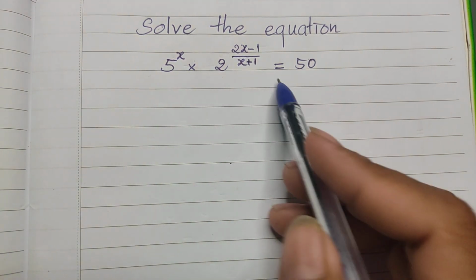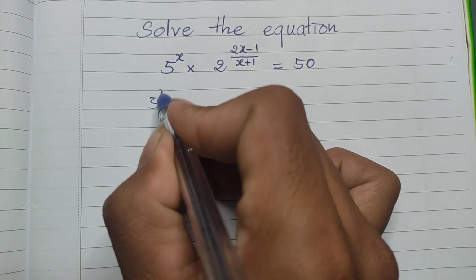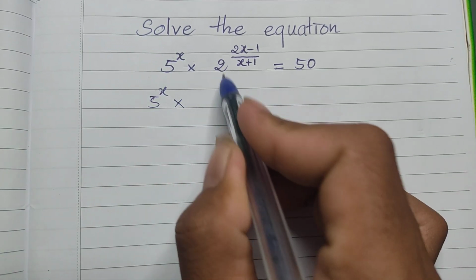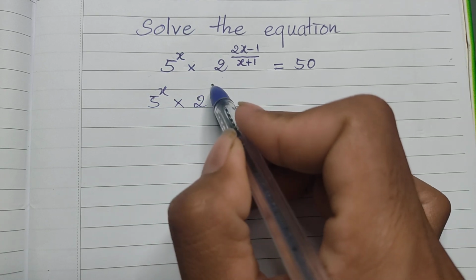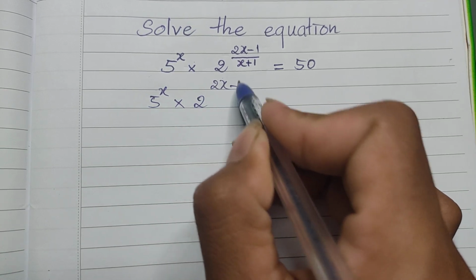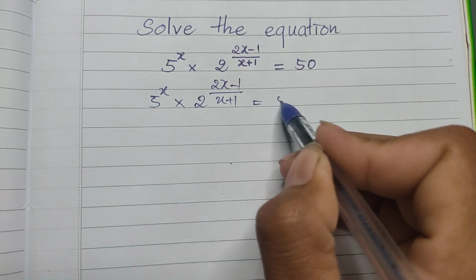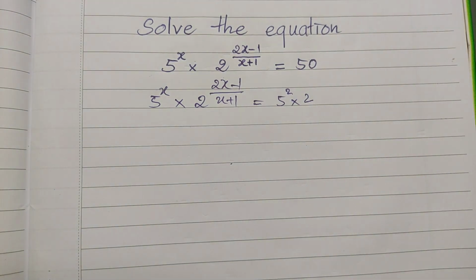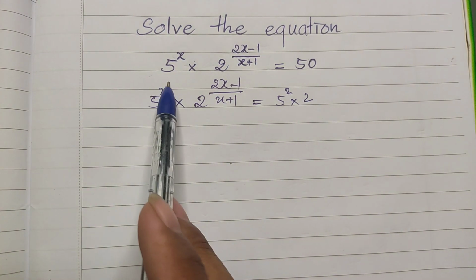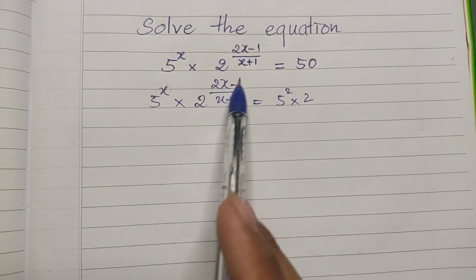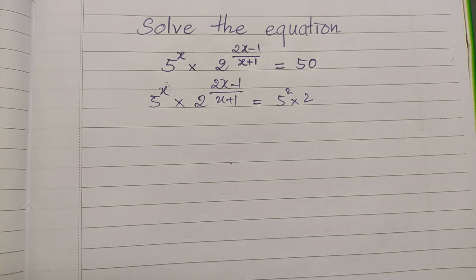So we see this equation: 5 to the power 8 multiplied by 2 to the power (2h-1)/(h+1). And this equals 50, which I can write as 5 squared multiplied by 2. Now if I let h equal 2 and this equal 1, I can find one value of h. And what do I do to find the other values of h?